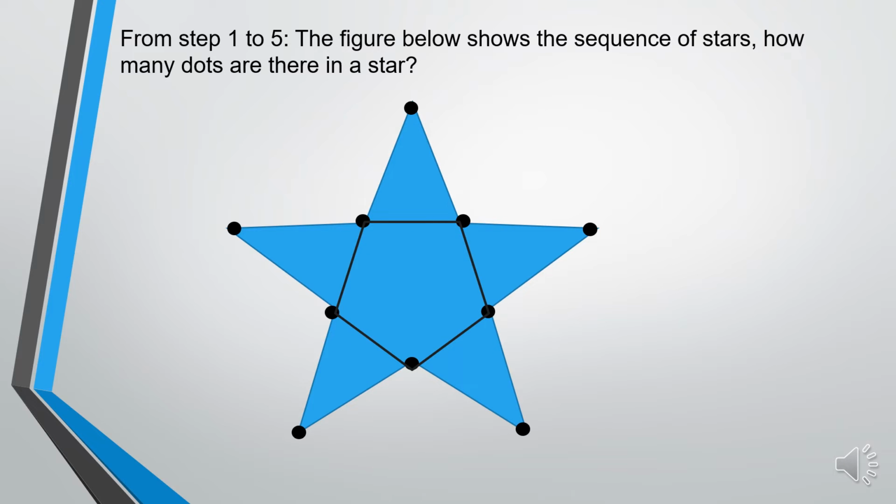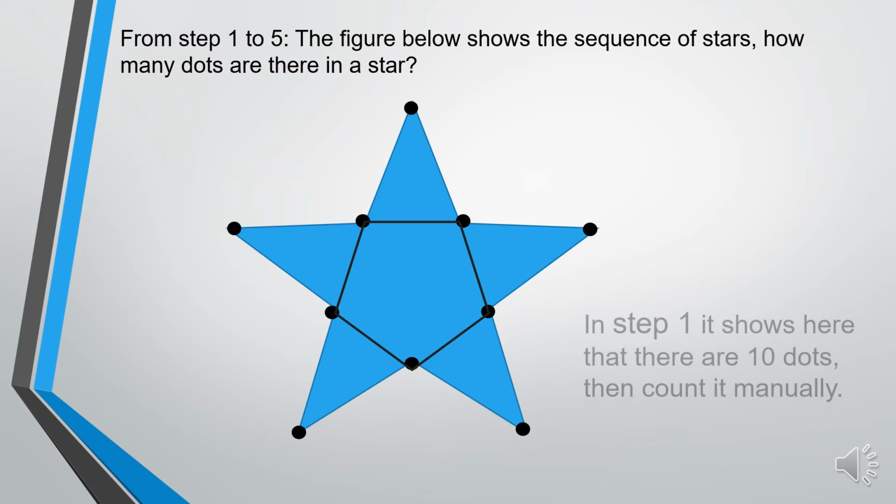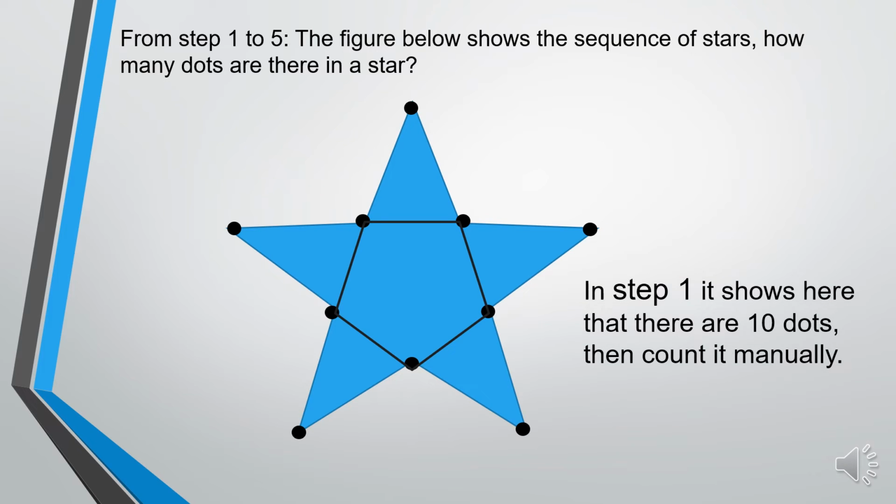So this is the pentagon of the star, where everything started until we formed the figure of a star. So if we add it all up, all the dots here in step 1 are equal to 10. So in step 1, it shows here that there are 10 dots. Yes, that was true. We counted it manually. We are done counting it and that was true. The dots here in step 1 are equal to 10.